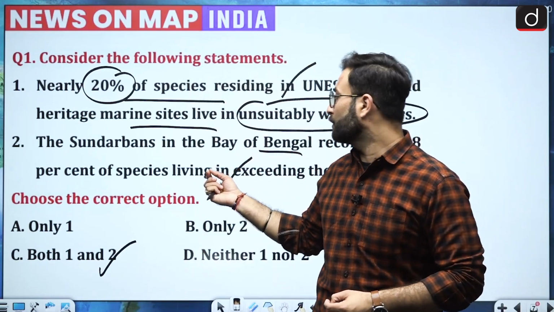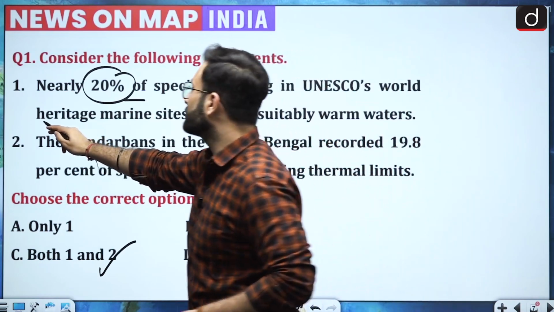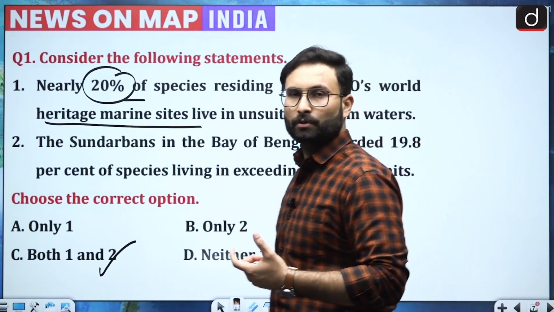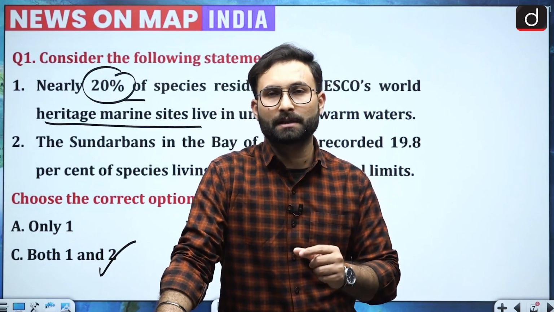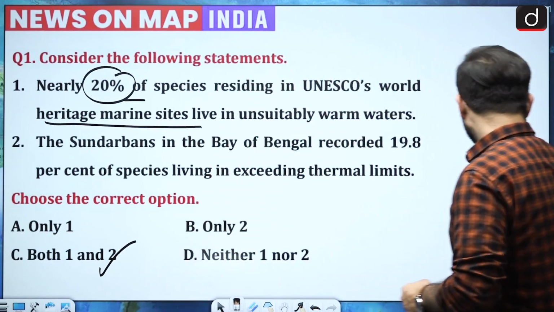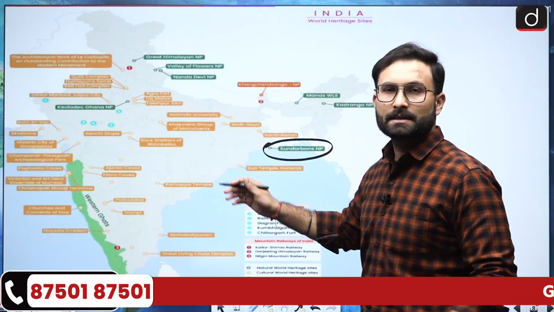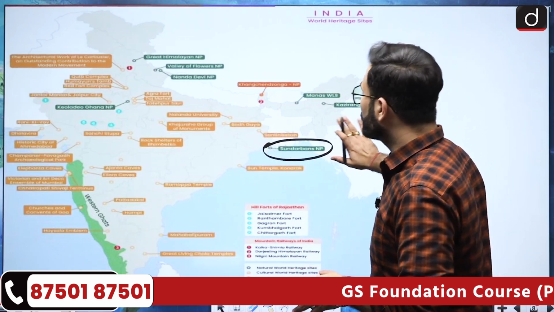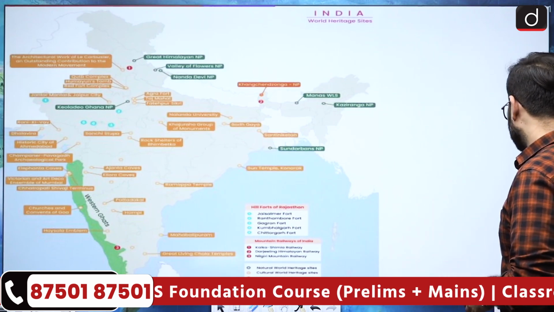Now they are talking about the marine sites. When we are talking about a heritage marine site, they have talked about the Sundarbans, and there is another one. When we are talking about marine biosphere reserves, you can tell me in the comment box where we have a marine biosphere reserve. Now here, this is the location of the Sundarbans. This is the area of West Bengal, and some part of the Sundarbans is in Bangladesh as well. Other than that, these are some of the important protected areas. You can go through this.